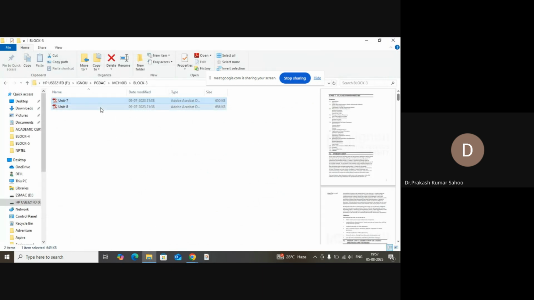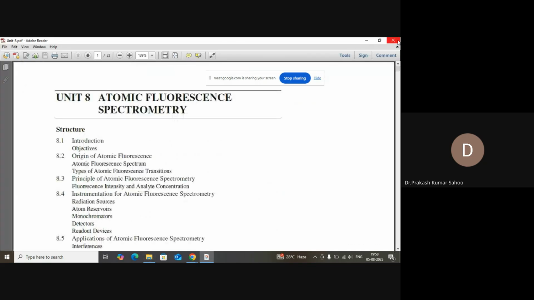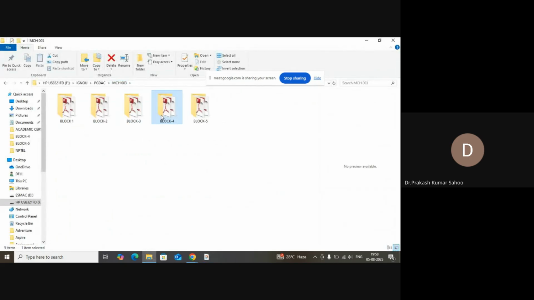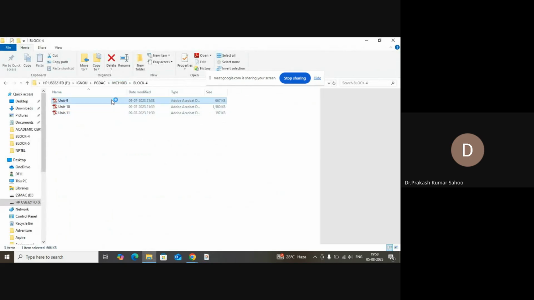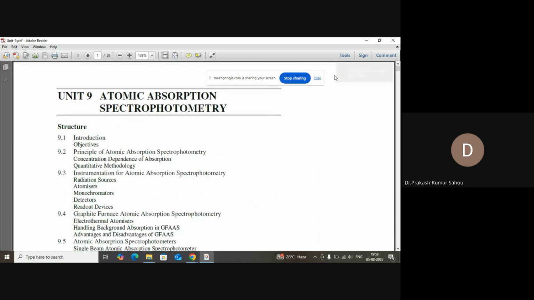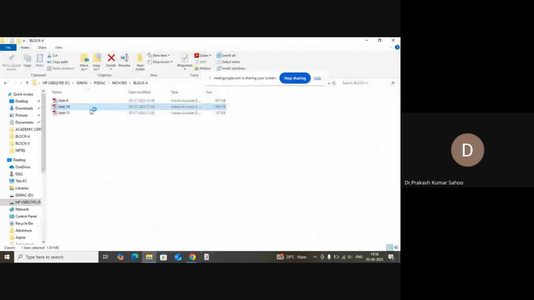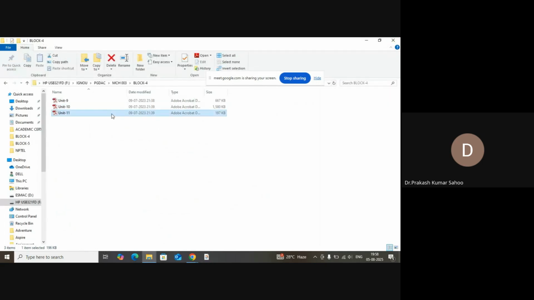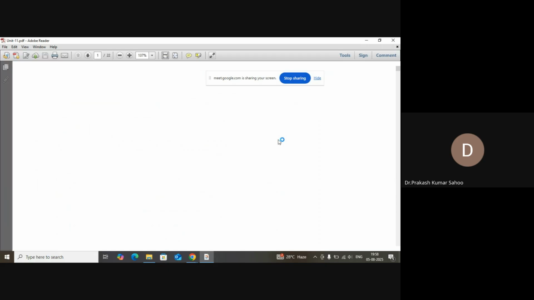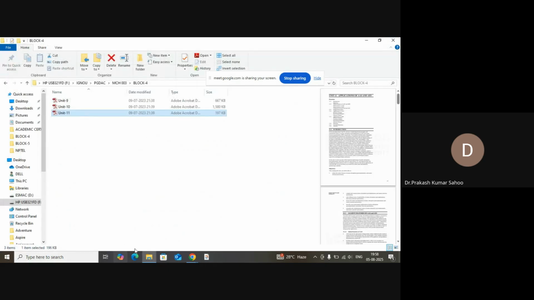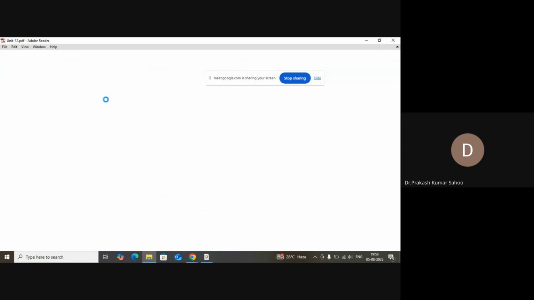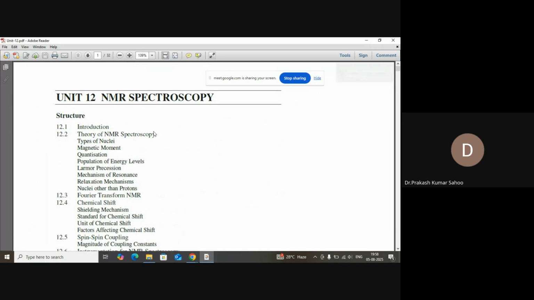Flame photometry and its application, atomic fluorescence spectrometry, and NMR should be there. That is one of the most important. Atomic absorption, atomic emission, application of both these spectrometers. The last part we have, and the last block you have the NMR.